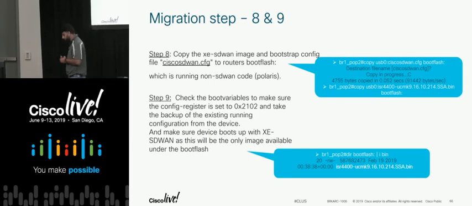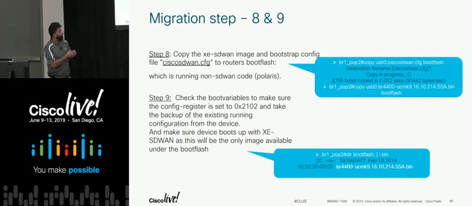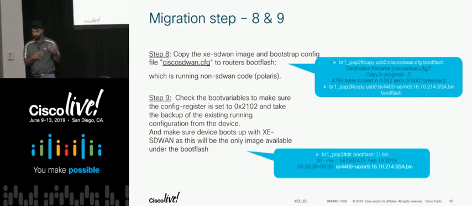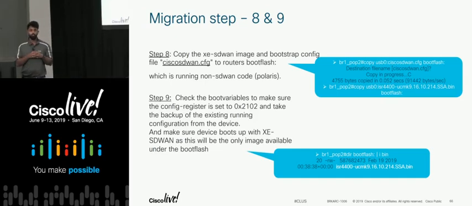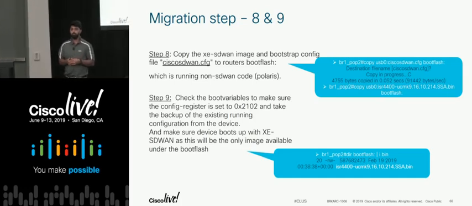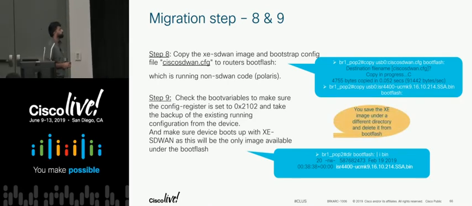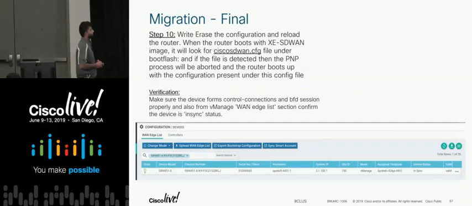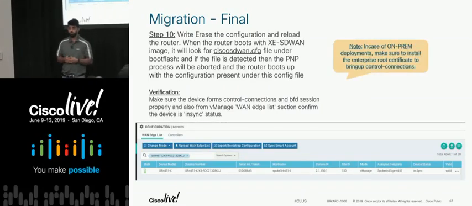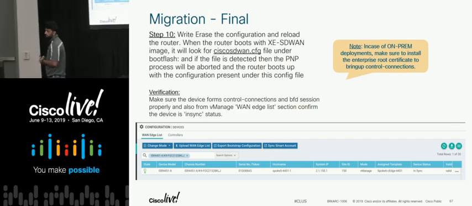And you can also delete the original XE image and put it somewhere else instead of the boot flash, so the router boots up with the image which is available in the boot flash. Just in case you want to go back to the XE image after booting up with the XE SD-WAN, you will have to break the router into ROMMON mode and boot it. Then once the router boots up with the XE SD-WAN image, it will look for the .cfg file, and then the router will come up.